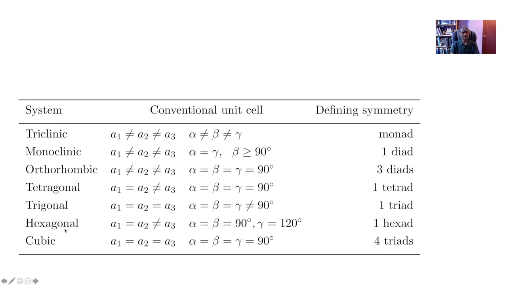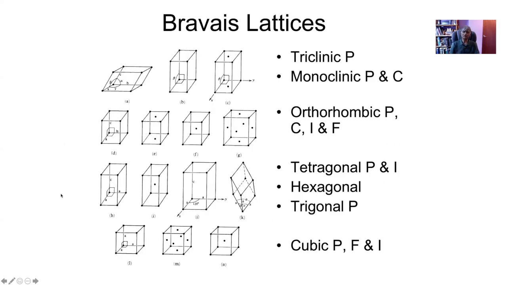Along with the seven crystal classes and the different lattices we can have within each class, we generate the Bravais lattices. So here's our old familiar cubic class with the primitive, face-centered, and body-centered. And then we have the various other cells with different kinds of lattice point arrangements. And there's only 14 different ways of doing this.